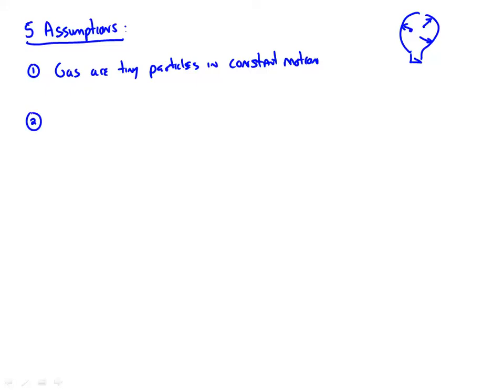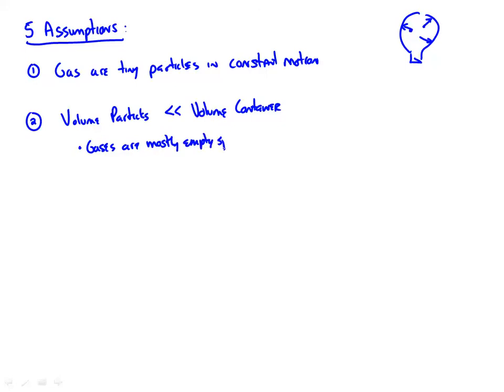The second assumption is something we've also mentioned, even though sometimes I really feel like we should just put 9.6 at the beginning of the chapter and go on from there. But I just follow the book because that's easiest, I guess. And that is the fact that the volume of the particles is much, much less than the volume of the container. And we've said this before. What it's really saying is that gases are mostly empty space, especially compared to solids and liquids.